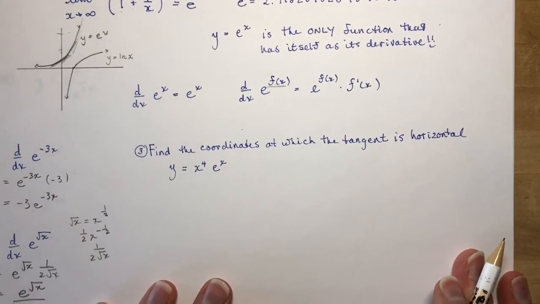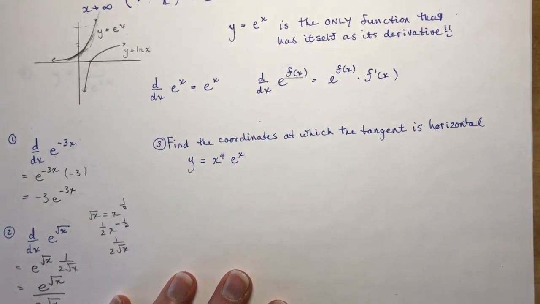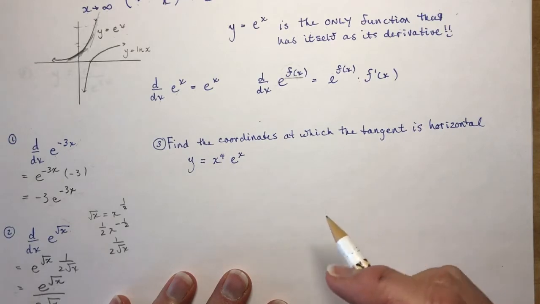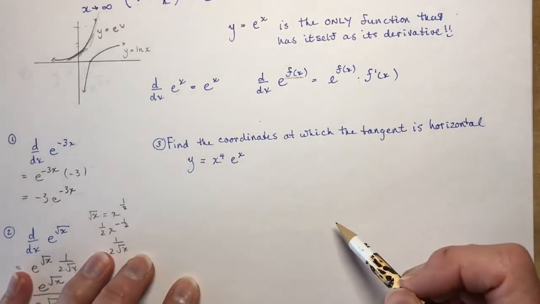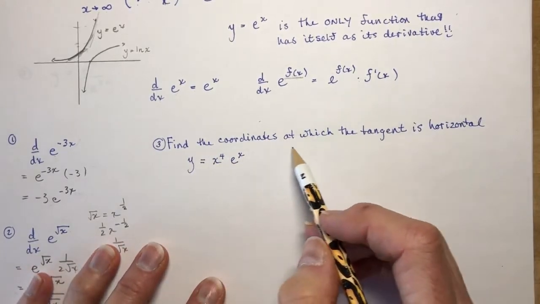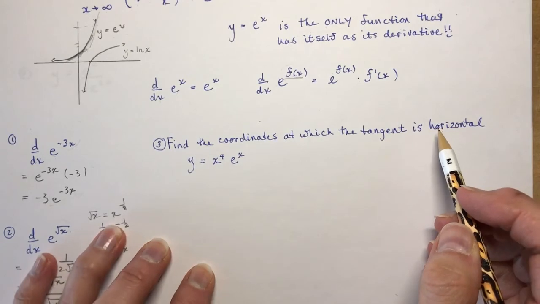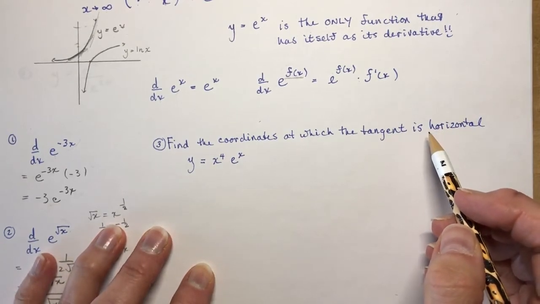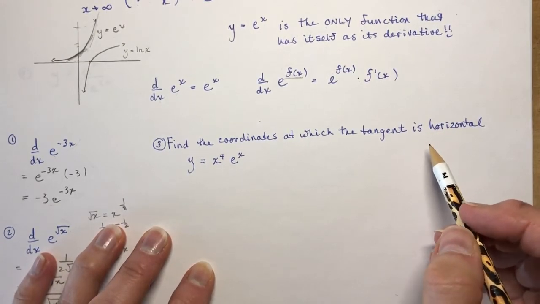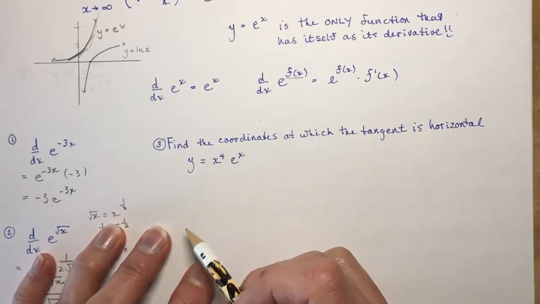Okay, so let's go on to some other questions. Now, if your teacher is teaching this to you before you've done curve sketching, I'm still going to do some of the curve sketching with this lesson for those who have already covered that. So find the coordinates at which the tangent is horizontal. Even if you haven't done curve sketching, you do know how to find a point where the tangent is 0, and that's simply by setting the derivative equal to 0.